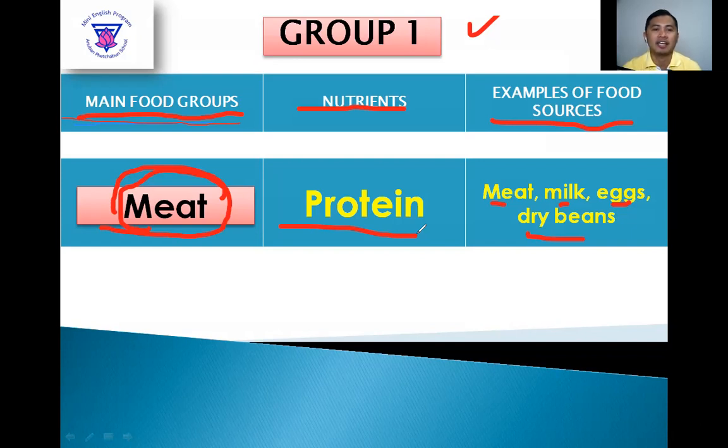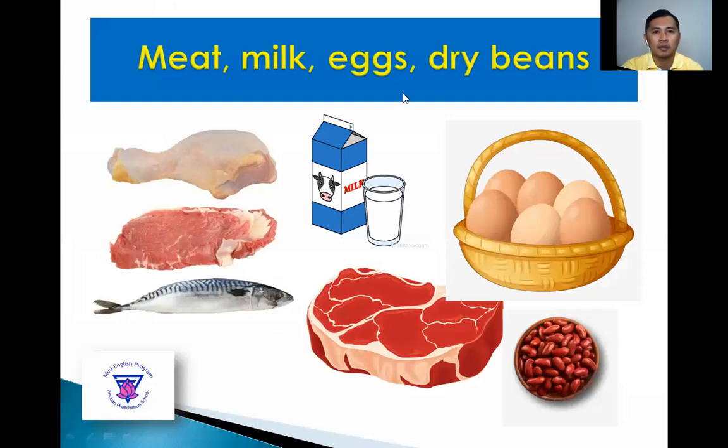We have chicken and what else? What are the meats that we eat? I will show you some examples. There you go, these are the meat.